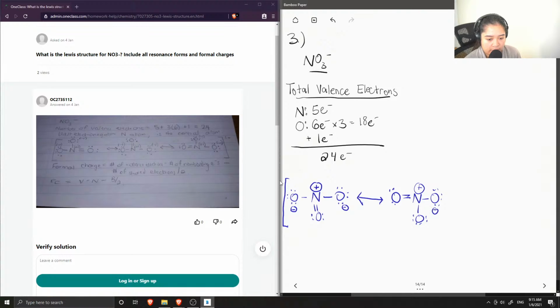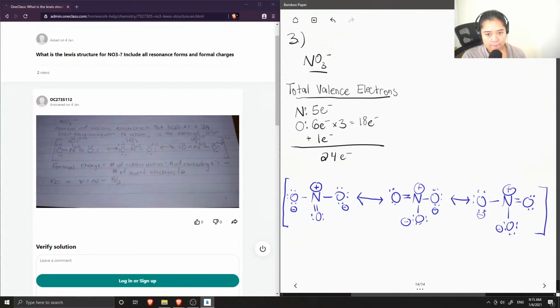So now these 2 oxygens have a negative charge. And lastly, we can have the rightmost oxygen having the double bond, and the other 2 are singly bonded. Like so. So now I will do a sample calculation for formal charge. So let's try to fit it up here.